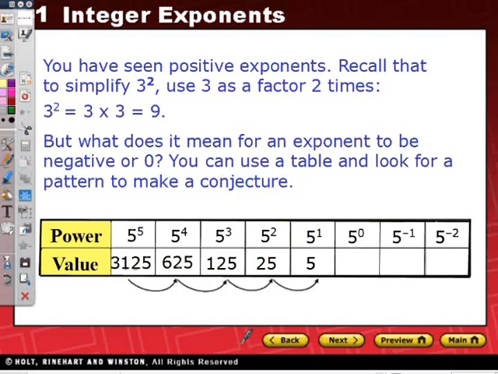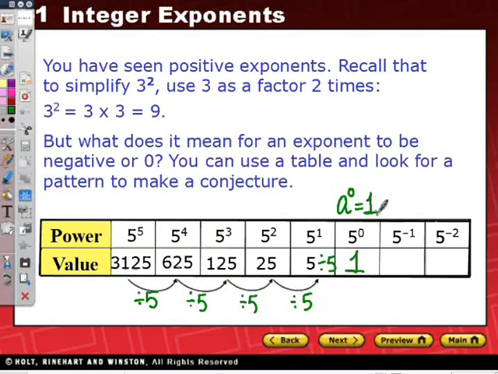So if we think about what's happening here with this table, you can see that every time we're dropping down by a power, we're dividing by 5. So 3,125 divided by 5, and then we divide by 5 again, right? And every time we drop down a power, we're dividing by 5. So to go from 5 to the first to 5 to the 0, we would have to divide by 5, which gives us 1. Did you remember that rule that any power raised to the 0 is actually 1? Any number to the 0 power equals 1.